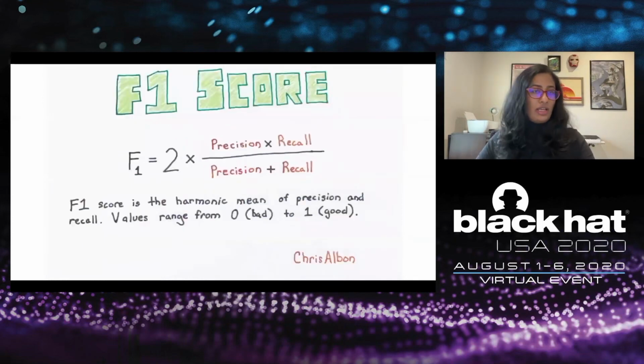The next one is F1 score. F1 score is basically the harmonic mean of precision and recall, and it ranges from 0 to 1, so you want it to be as high as possible, as close to 1. So instead of seeing precision and recall separately, you can just look at the F1 score and see the goodness of the model, how good it is.